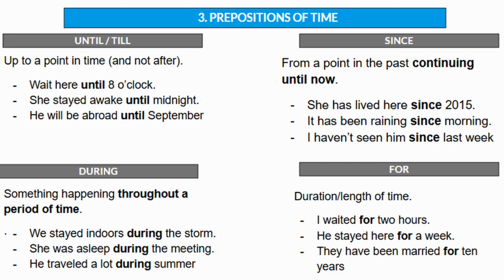During. We use this preposition of time, "during," when something is happening throughout a period of time. We stayed indoors during the storm. It means the period of time is the storm. So during this period of the storm, we stayed indoors. We were not moving outside. We remained inside. That's the meaning of indoors, not moving outside.